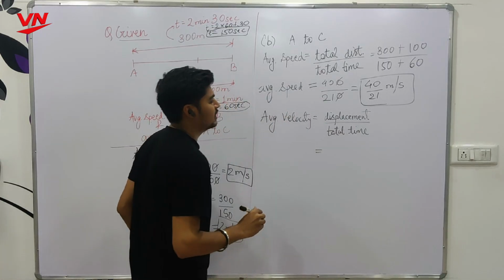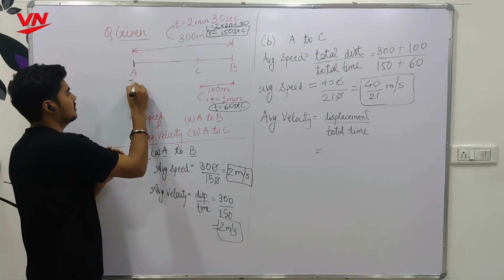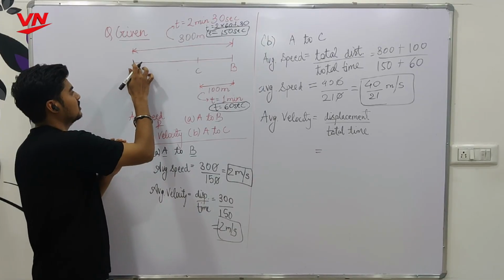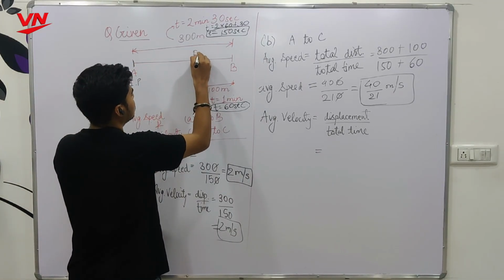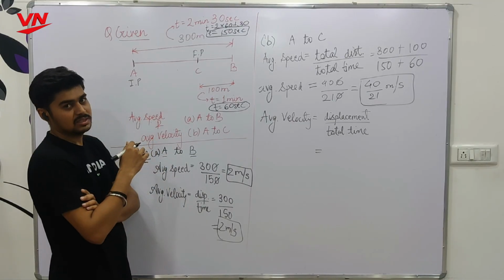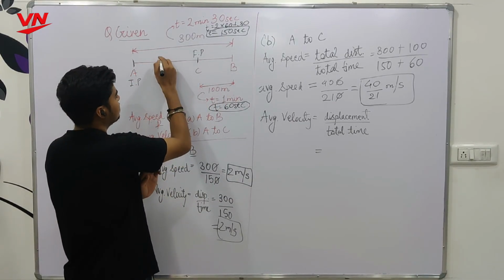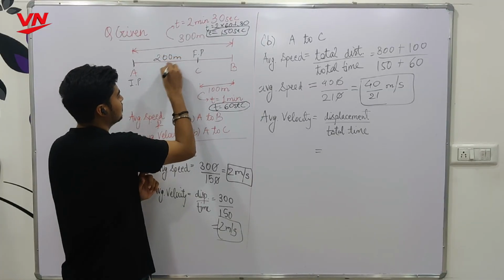Okay, what is the displacement? The initial point is here, where the object starts, or where we start our observation, and the final point is here. Just calculate the distance between the initial and final point. That will be 300 minus 100, so this will be 200 meter.